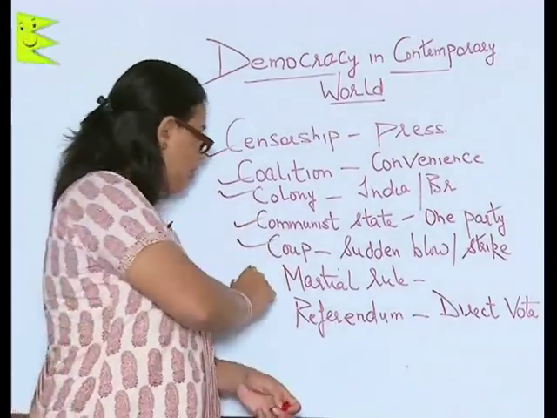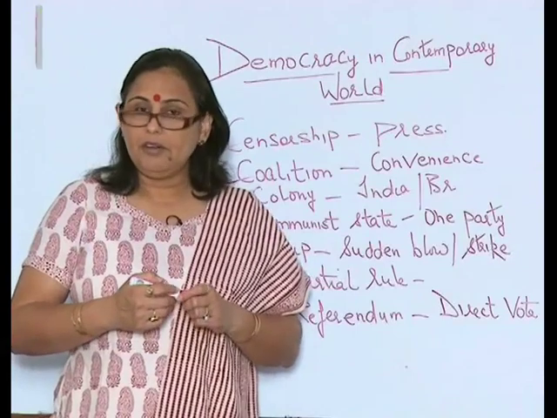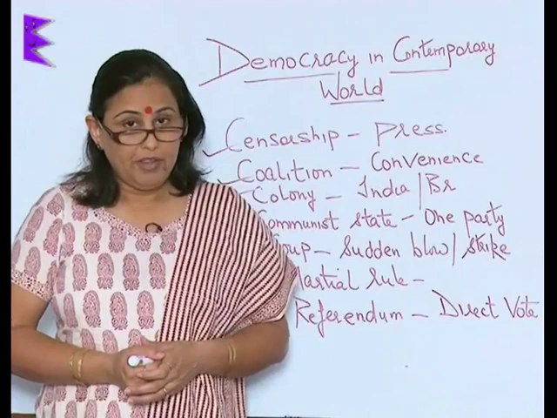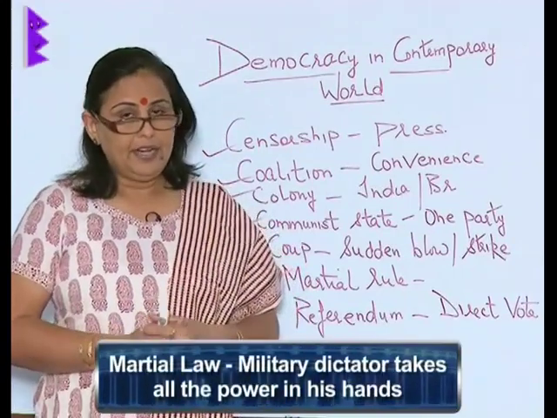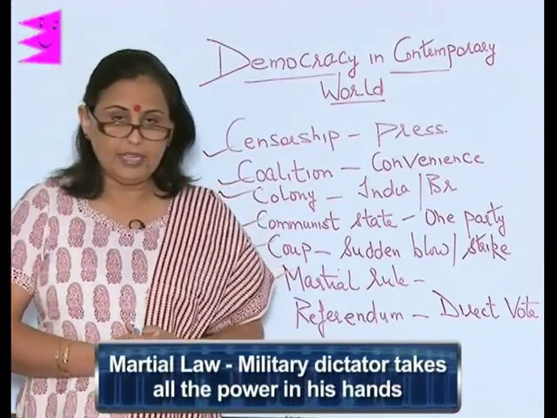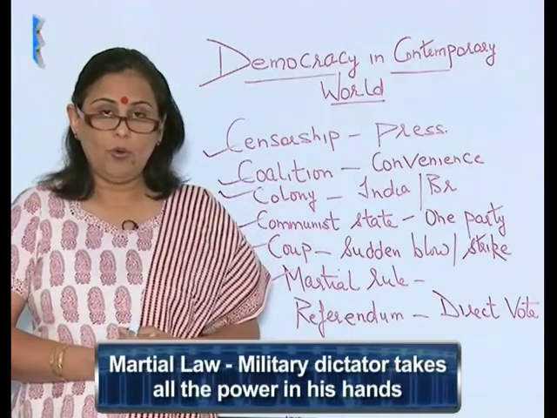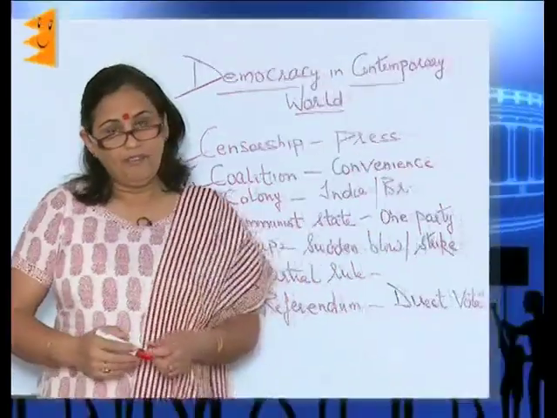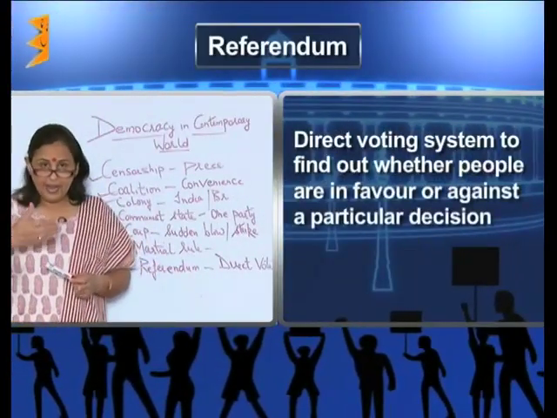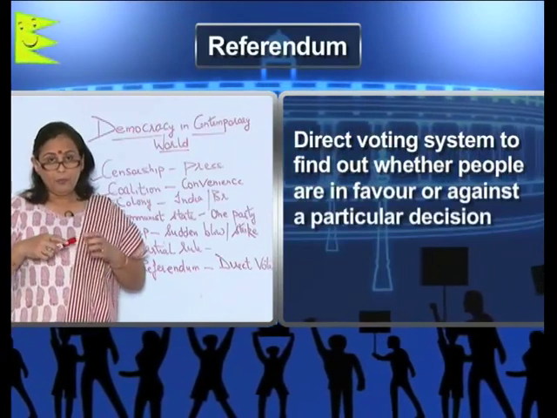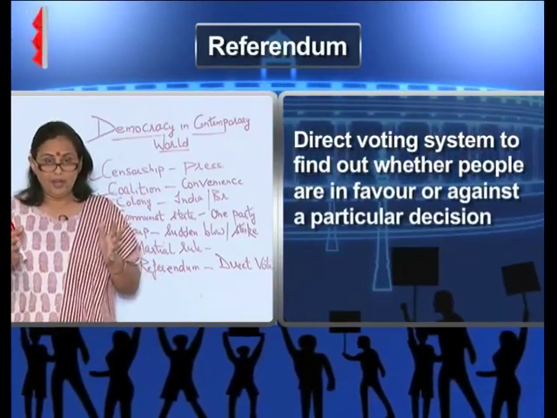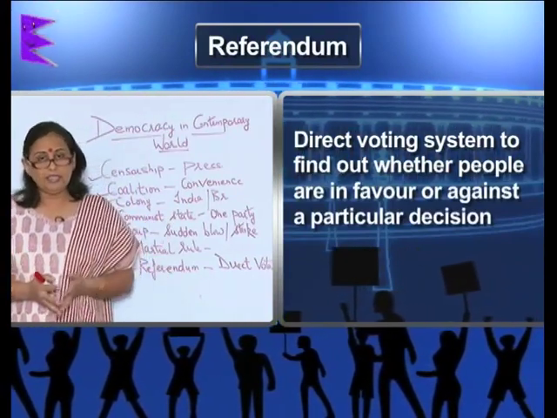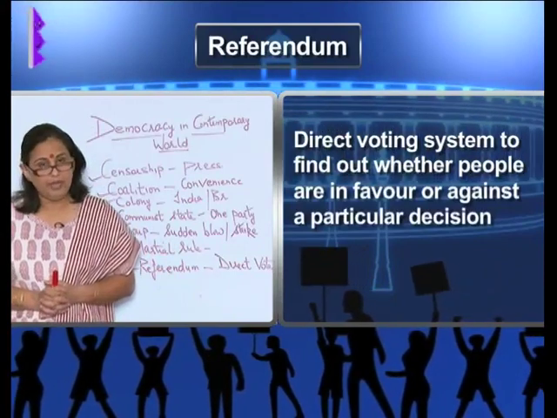Next is martial law. After a coup comes the state of martial law, wherein the military dictator takes all the power in his hands and he becomes all in all. Next we have referendum. Referendum is a direct voting system by which we try to find out whether the people are in favor or against a particular decision being taken.